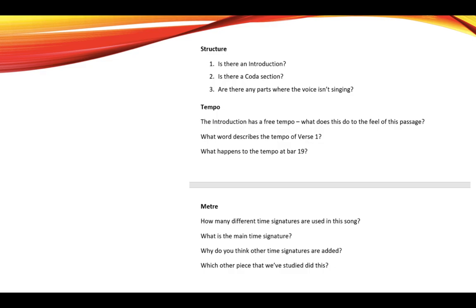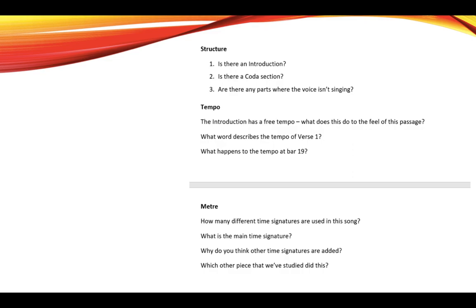Then, what happens to the tempo at bar 19? Now here we have a fixed tempo, so rather than free or rubato, we've now got fixed tempo. It's faster, and it's what is described as a bossa nova tempo. Okay, so it's the sort of standard speed that a bossa nova will typically go at. Okay, so that's tempo.